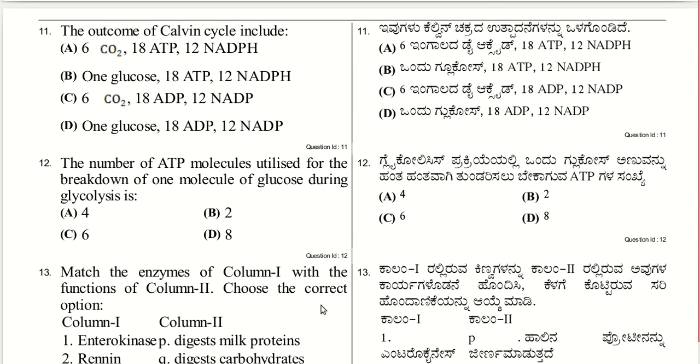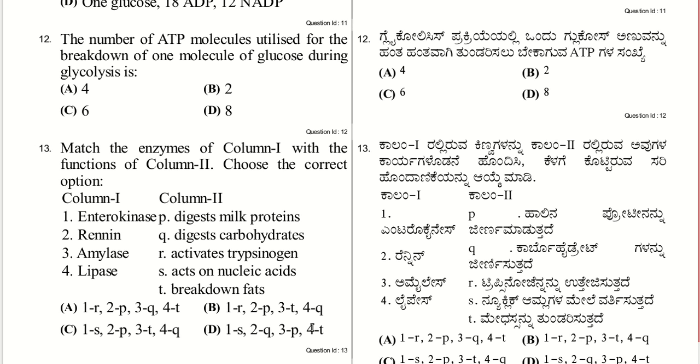Match the enzymes of column 1 with the functions of column 2. Choose the correct option. Enterokinase activates trypsinogen. Renin is going to digest the milk protein. Amylase is going to digest carbohydrate. Lipase is going to break down fats. So the correct choice is A, 1R, 2P, 3Q, 4T.